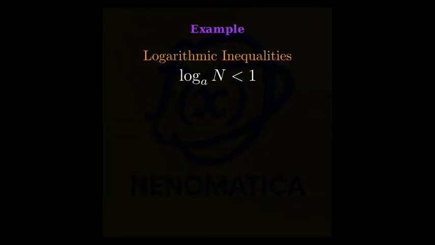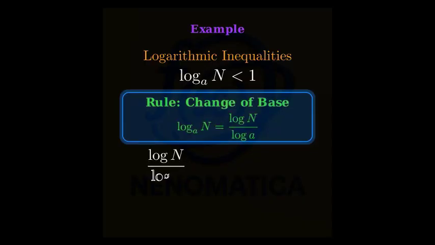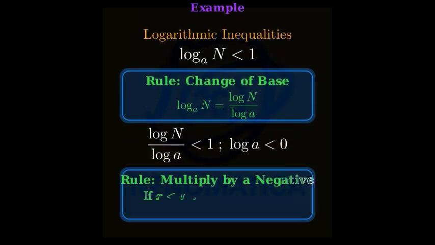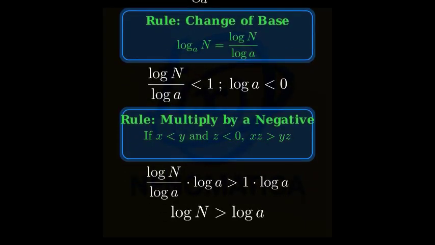Start with the inequality. Log base a of n is less than 1. Apply the change of base formula. Because a is between 0 and 1, log a is less than 0. Multiply both sides by log a. Since log a is negative, the inequality reverses from less than to greater than. Simplify the left and right. Use the monotonicity of the logarithm. If log x is greater than log y, then x is greater than y. Therefore, n is greater than a.